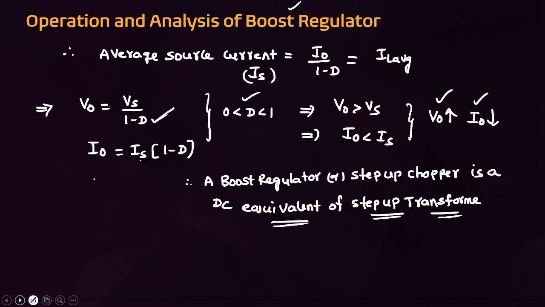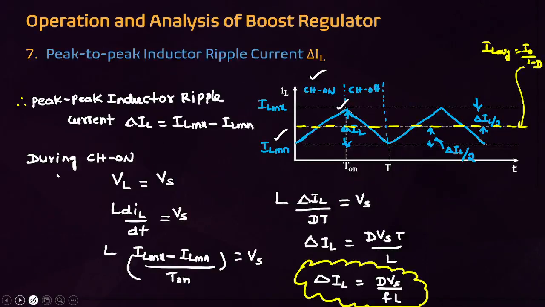Here the observation is, in the case of a boost regulator, voltage is increasing, current is reducing. That's why it is a DC equivalent of a step-up transformer. In a step-up transformer also, what happens? The secondary voltage increases, the secondary current reduces. Here the output voltage increases, current is reducing. That's why it is a DC equivalent step-up transformer.